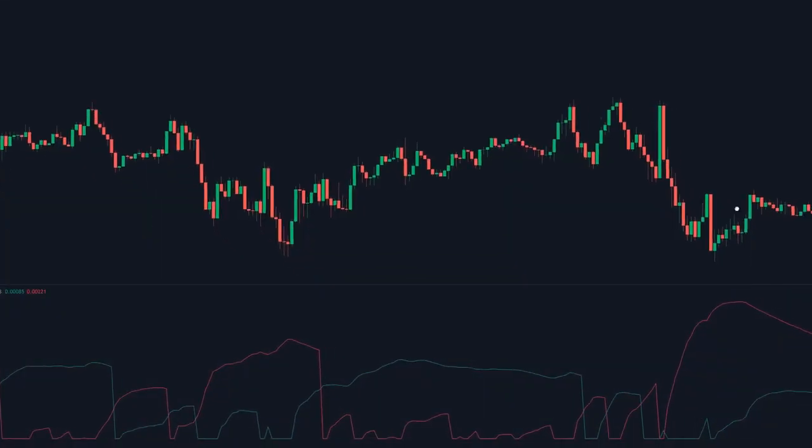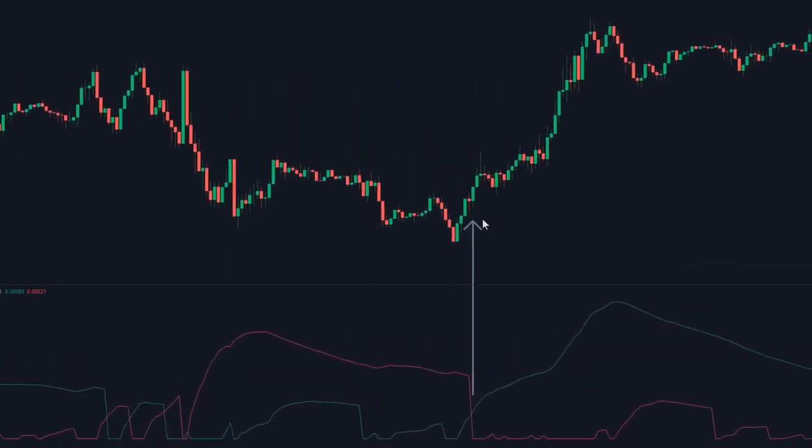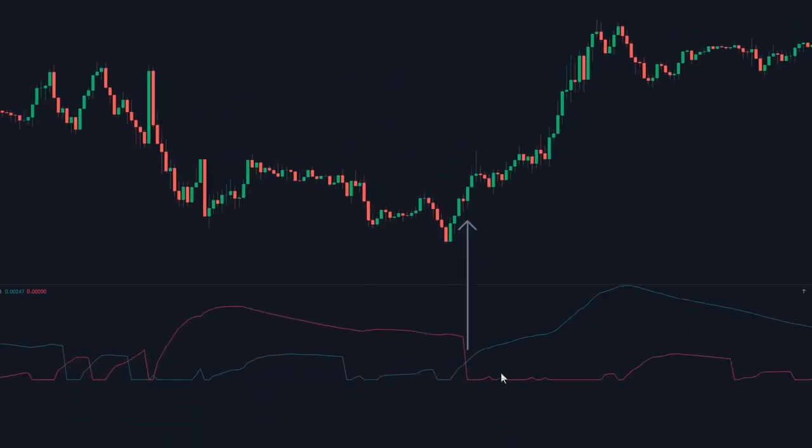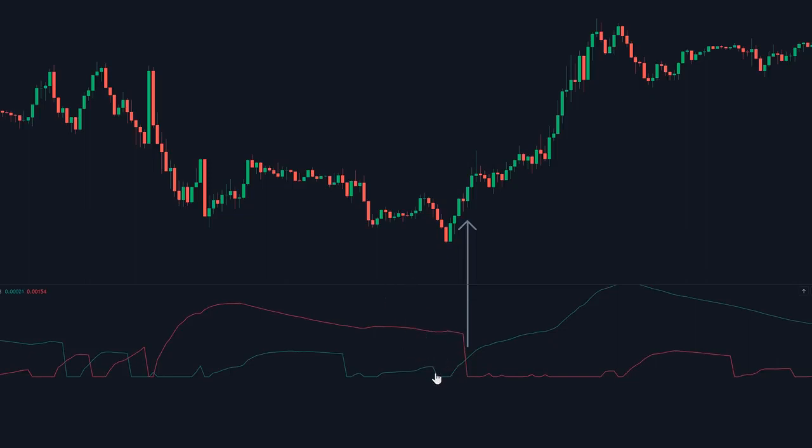One of the methods that we can use to trade with this indicator involves entering a long position when the bullish component, this green line, crosses above the bearish component.